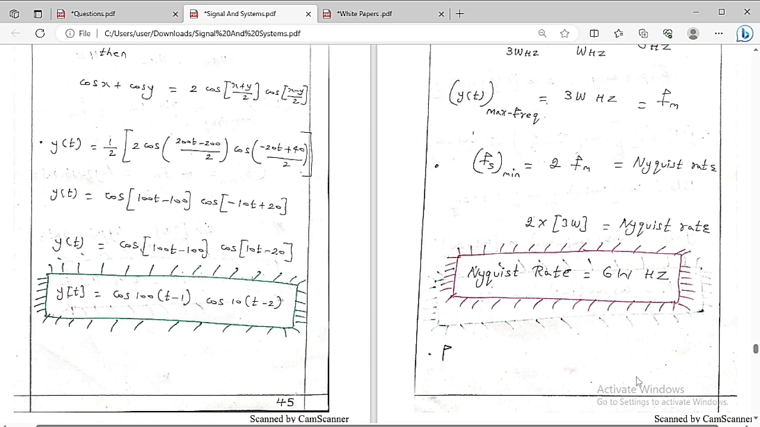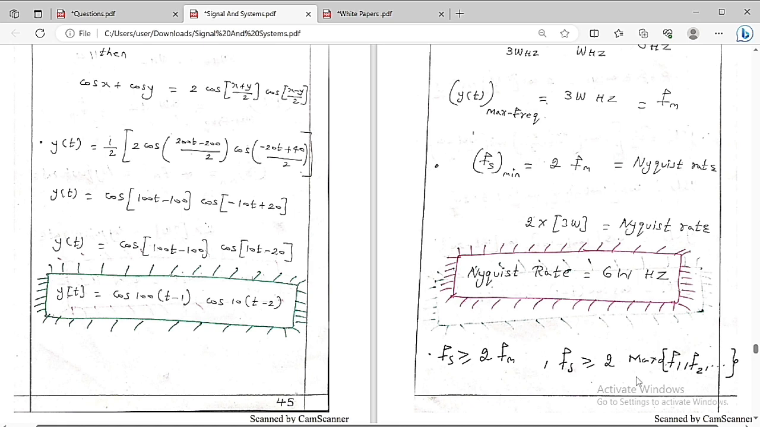Whenever the sampling frequency is greater than or equal to 2 times the message signal frequency, the message signal frequency is nothing but FM. So 2 into FM, here FM only if you have only one signal with only one frequency. Suppose a signal has more than one frequency, then the formula is F is greater than or equal to 2 times the maximum value out of all the frequencies F1, F2, like this.